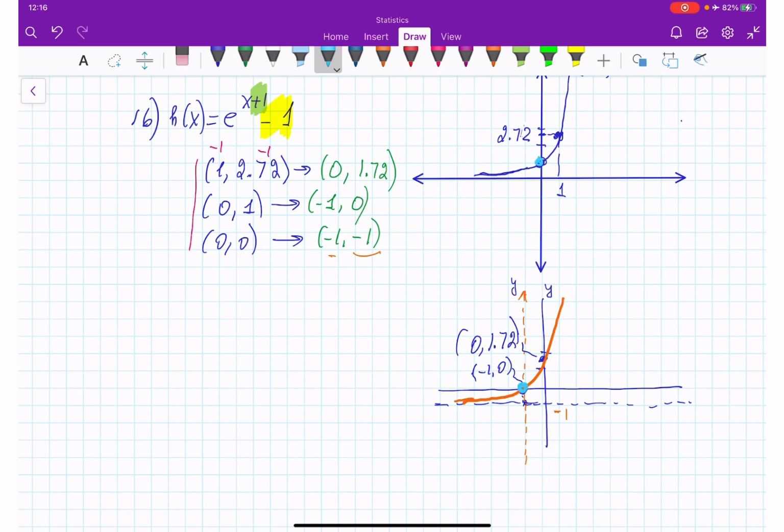Okay, so what did we do? We shifted by negative 1. Here it is. Shifted by negative 1 to the left, and shifted by negative 1 down.